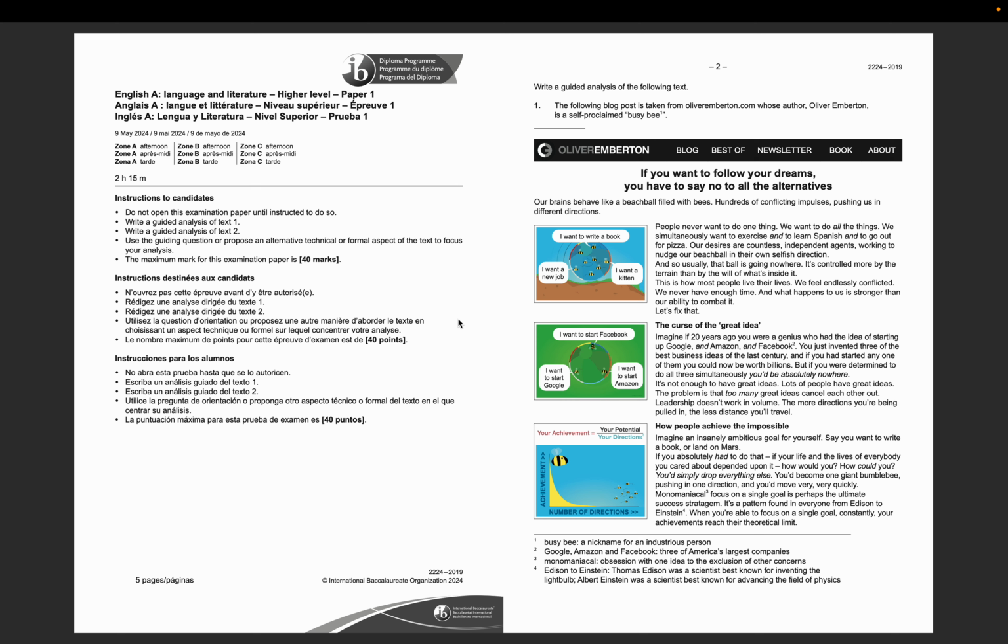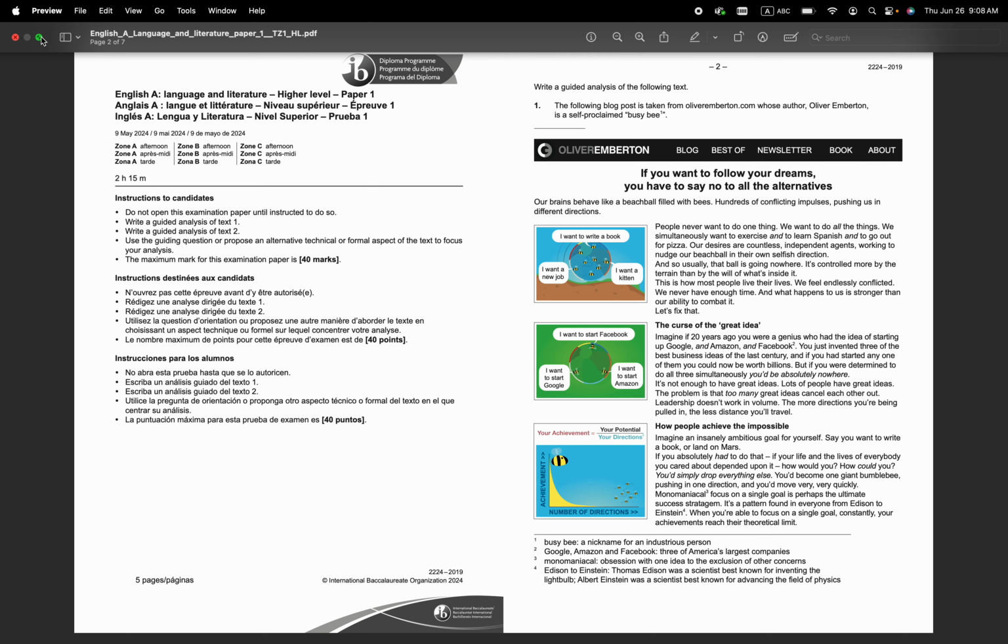So today I'll be going through both of the higher level texts. And by the way, standard level only has one and higher level has two. So let's see the first one. The first one is a blog post taken from this website and is a self-proclaimed busy bee.